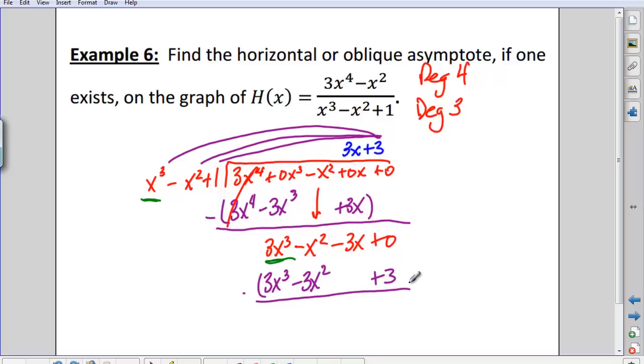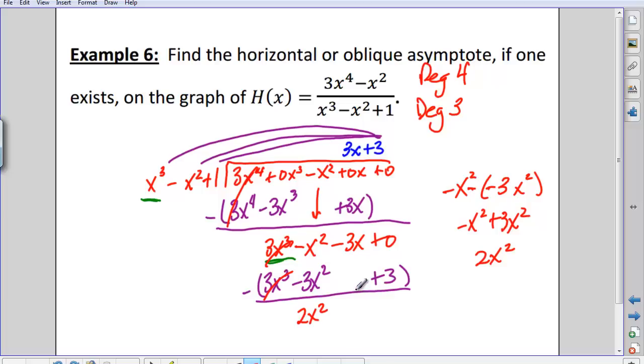And subtract. And I end up with these canceling. Minus x squared minus negative 3x squared, make sure you get all those negative signs in there. That ends up being a plus 3x squared, so that's a 2x squared. Bring down the minus 3x. 0 minus 3 is negative 3.